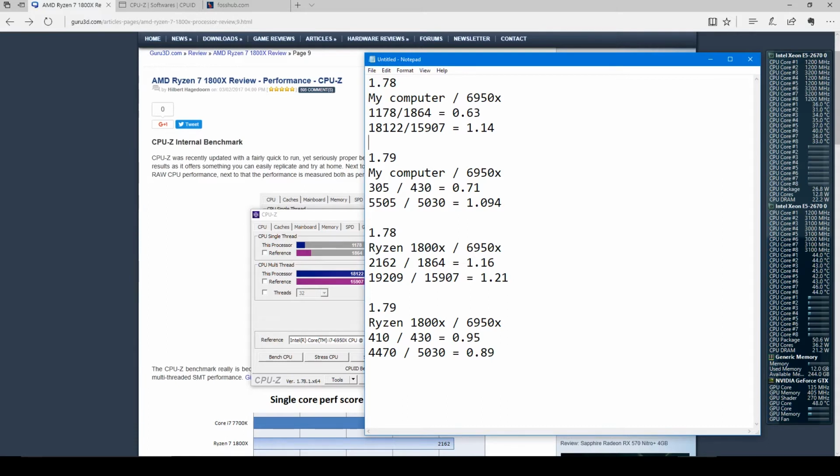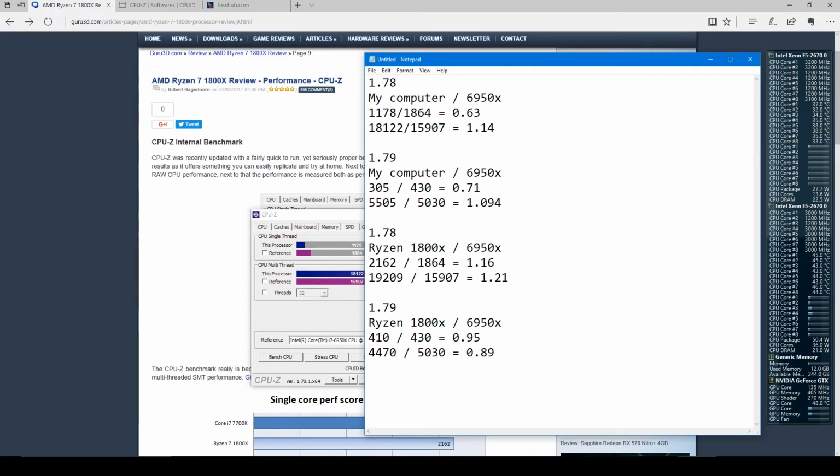Now going up to version 1.79, I got 305 for my single core performance versus the 430 for the 6950X, which means the ratio has gone up by quite a bit. I'm now at 71% of the performance of the 6950X, and I think I did this when I was still recording with OBS, so these numbers should be slightly higher. Looking at the multi-core scores, I have 5505 versus 5030, so my multi-core score was actually less efficient than before compared to 1.78. Instead of getting a 14% advantage, I'm only getting about a 9% advantage compared to a 10-core processor.